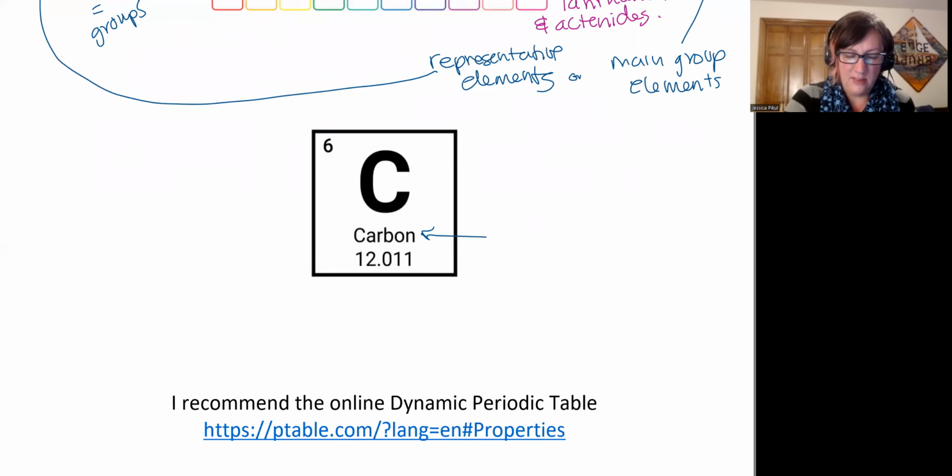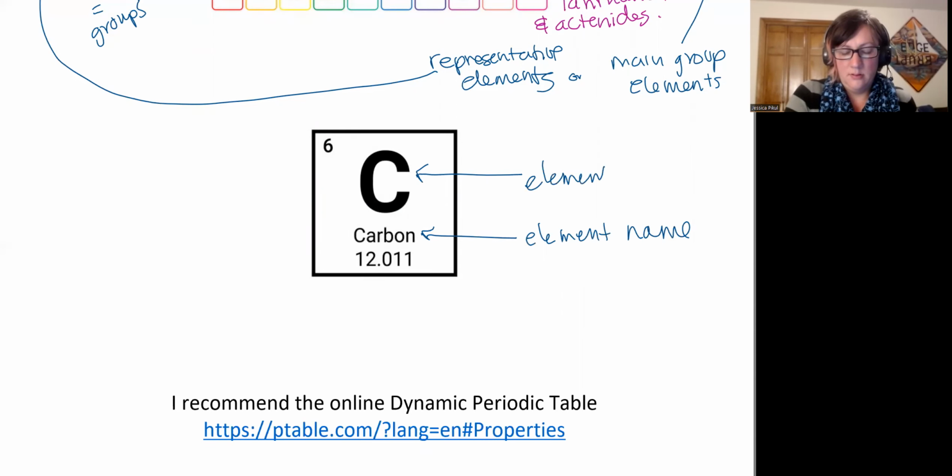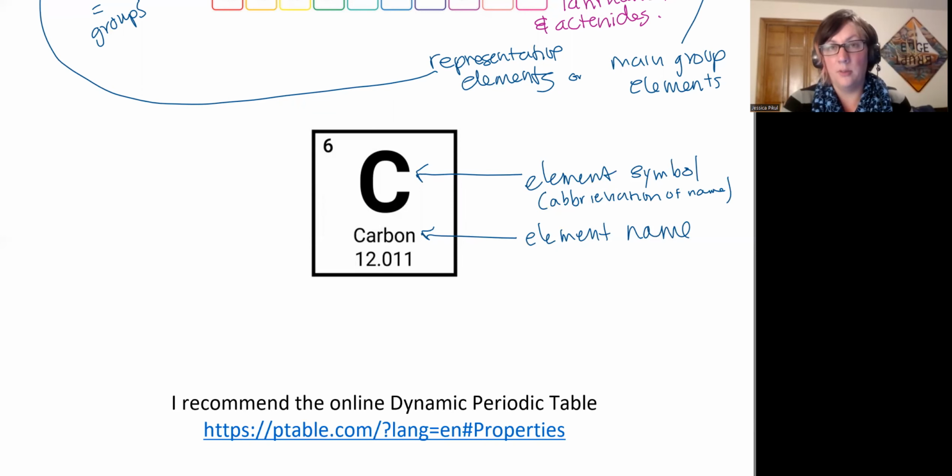So first we're seeing the element's name, carbon. Sometimes periodic tables will put it on the back of a page, which is always kind of frustrating. The big C right here is the element symbol. This is actually just the abbreviation of the element name. This is also the symbol we'll use when we're writing chemical formulas. So we'll use that a lot.